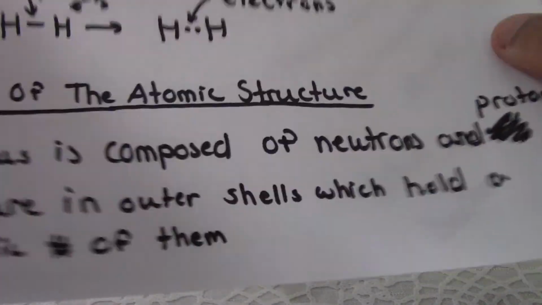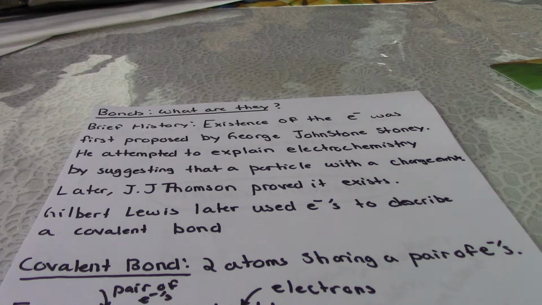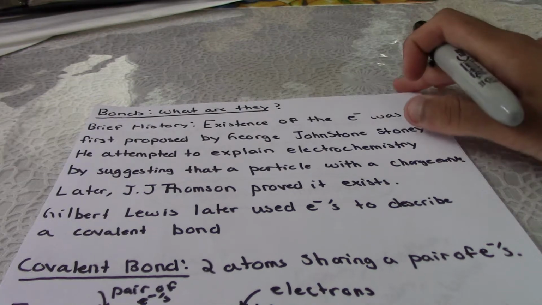Now, I want to end this video off with something called bonds. And what are they? Well, everyone really knows what a bond is. It's kind of like something glued together. You could think of it that way, like two atoms glued together. But before I actually talk about the bond itself, I want to talk about a brief history of electrons.